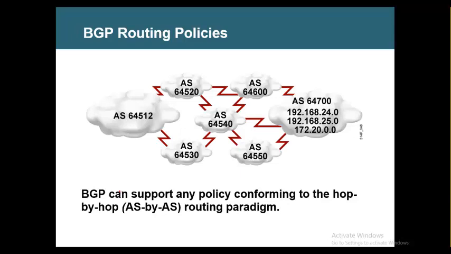So, after local preference, only AS path. If you don't tune AS, if you don't tune local preference or weight, then it is going to be a tiebreaker.